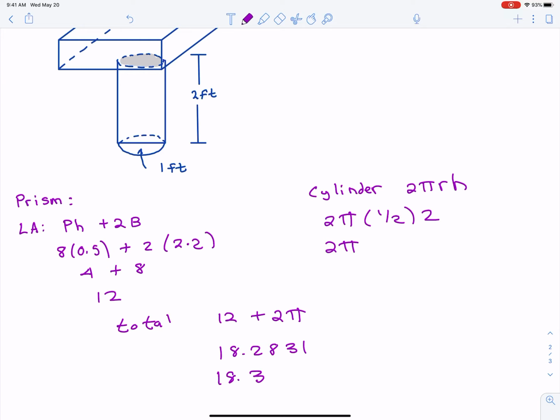And that is the practice quiz on the Google Classroom.